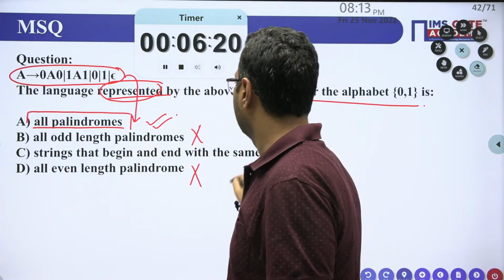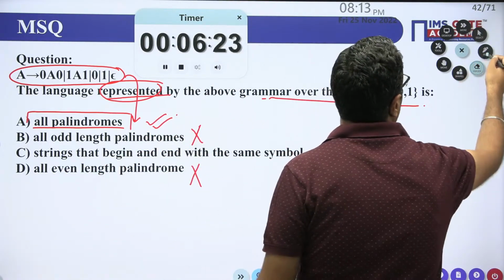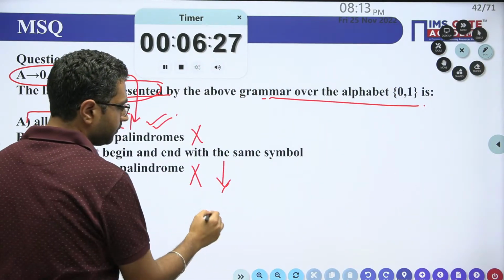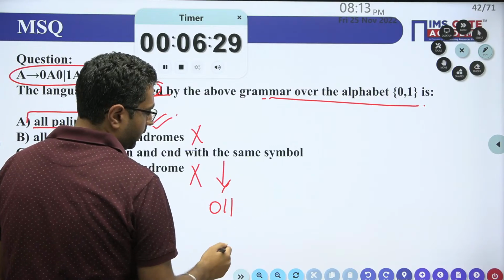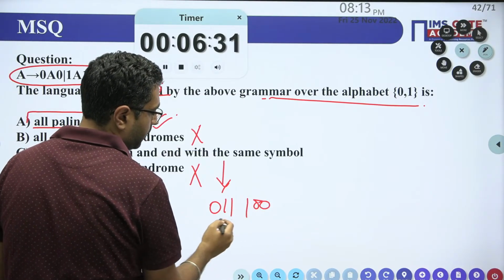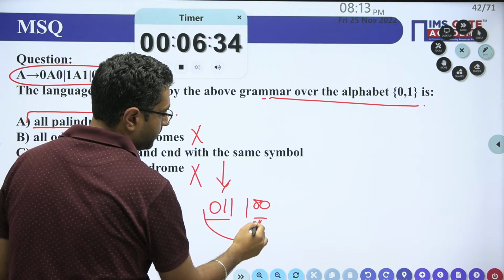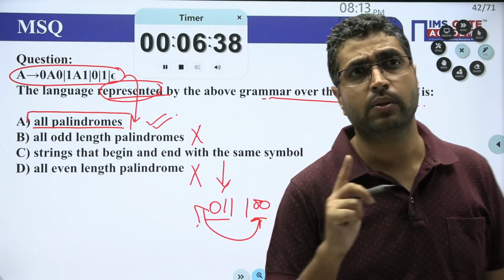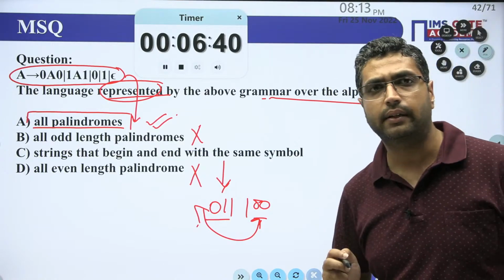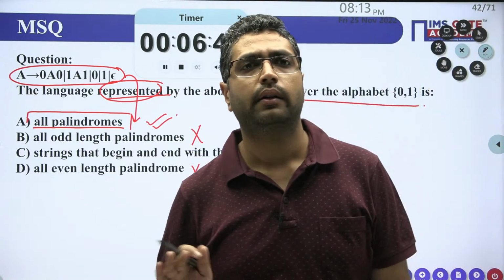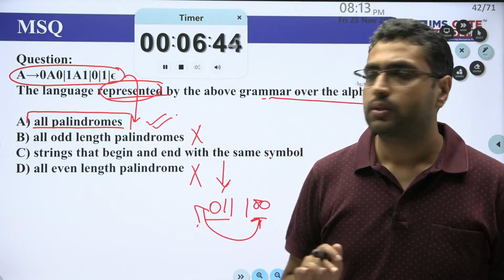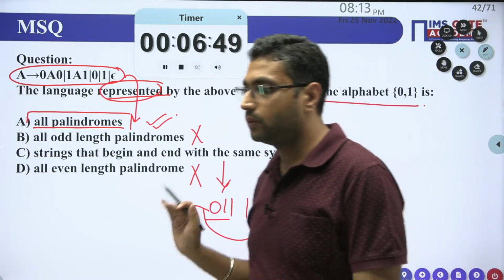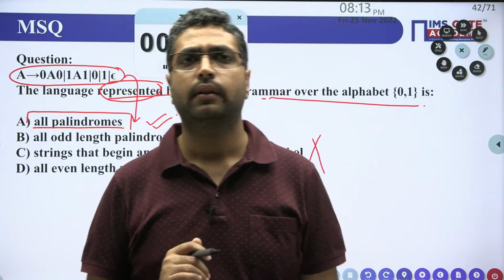So for example, let me take the example. The example is, let's say, 100. This also starts and ends with the same symbol, but this grammar does not generate this. So strings not in the language should be rejected, right? Did everybody get this point? So therefore the answer is A. This is a very simple question. You just have to look at the keywords, right?